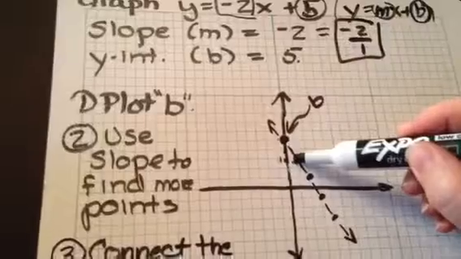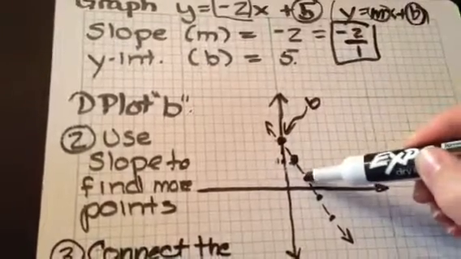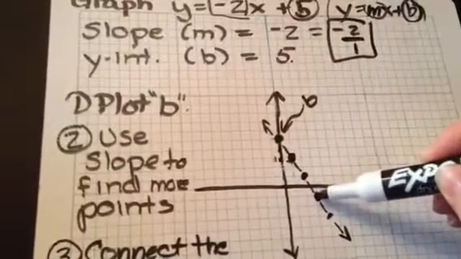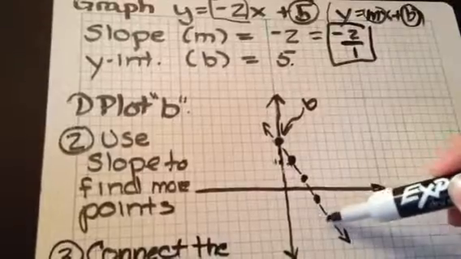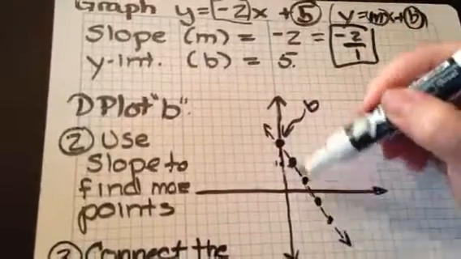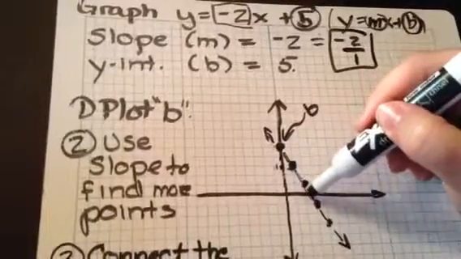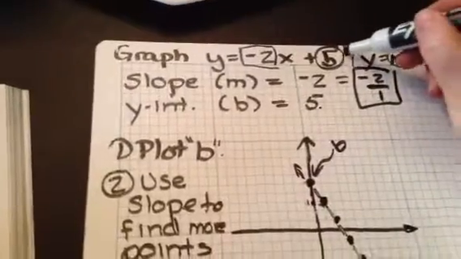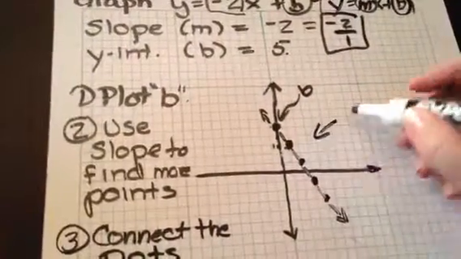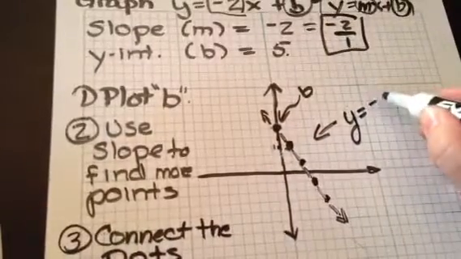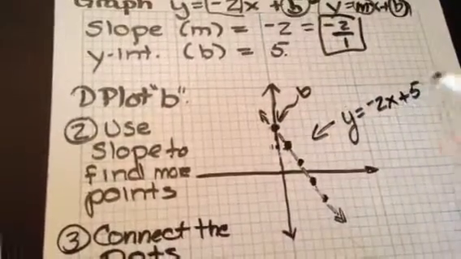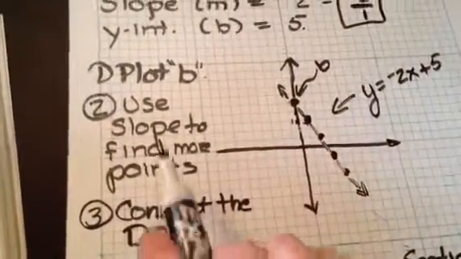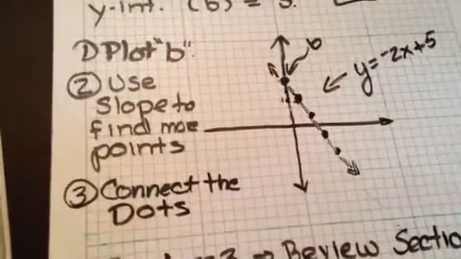Starting at that spot, I'm going to count down 2 spaces, 1, 2, and over 1. There's the next point. And from here, count down 1, 2, over 1. And from here, count down 1, 2, over 1. And once I get a couple of points, I can take my straight edge and I can connect those points into the line. So given this formula, I can plot it. So this line here is the same as plotting y equals negative 2x plus 5. So this is the formula for that line. So you use the b, use the slope to find other points, and then you connect the dots.